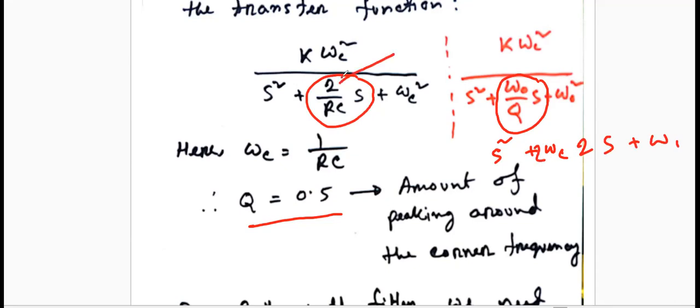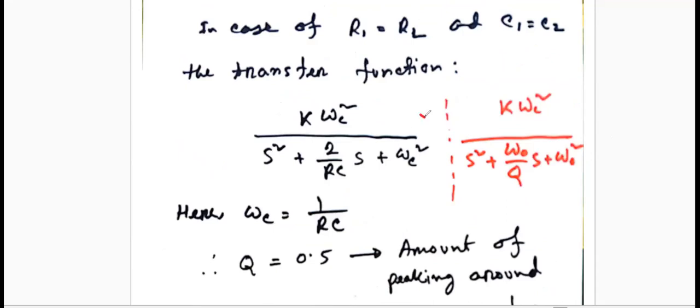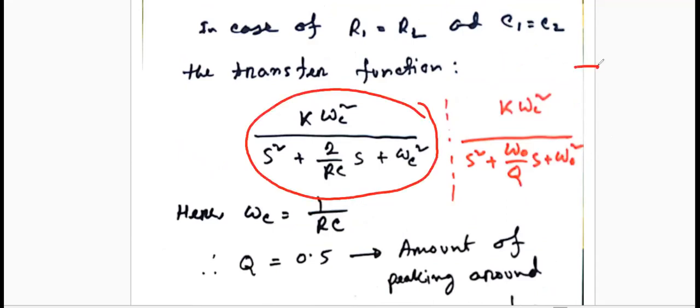So what we have found here is the transfer function. How did we get this transfer function? We got this transfer function with the conventional R and C. This is from the practical output.